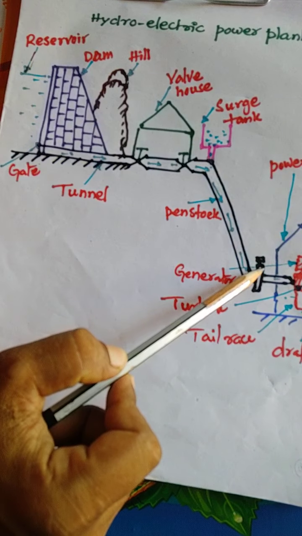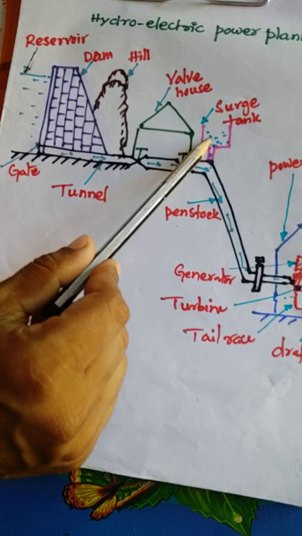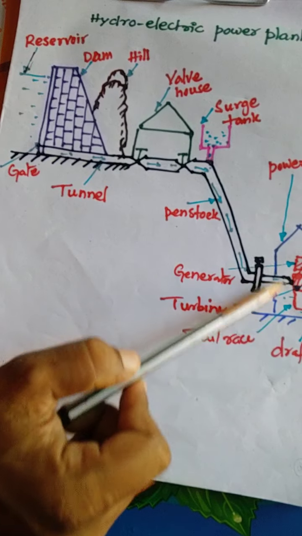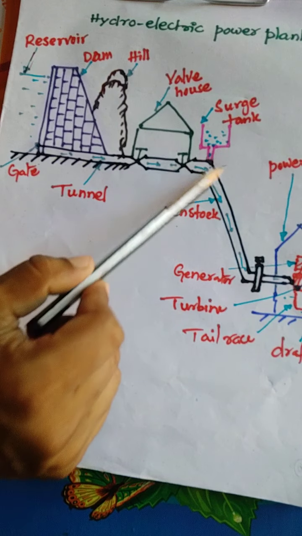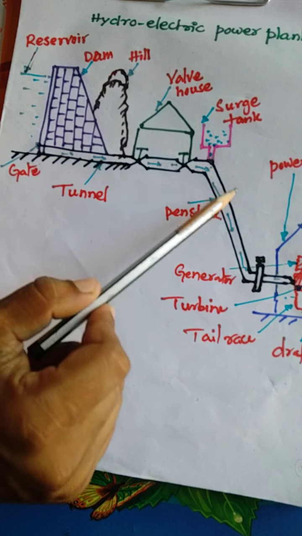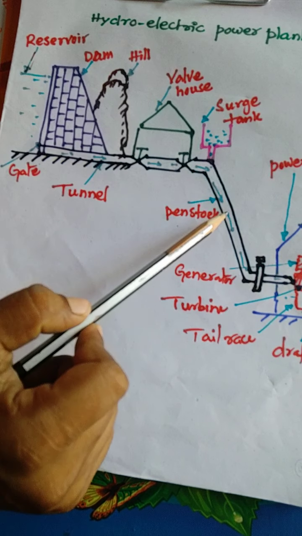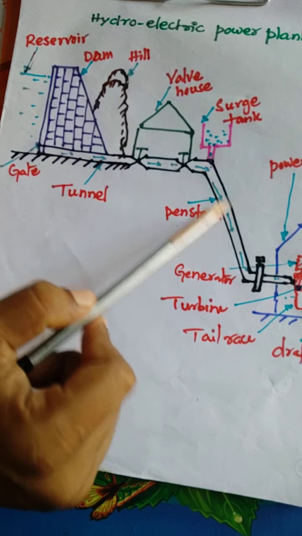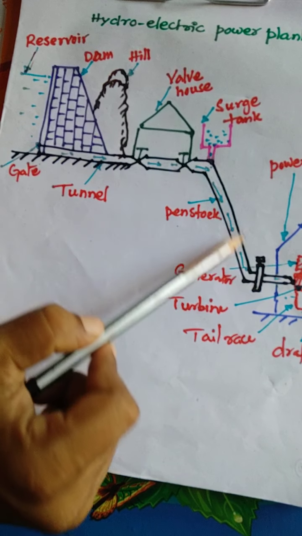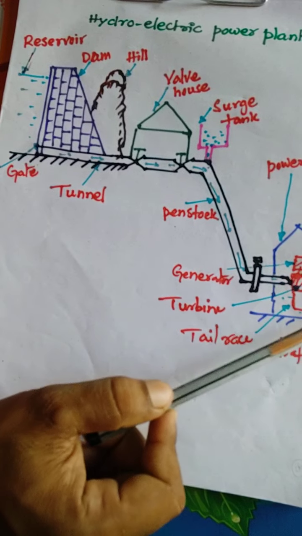And whenever the valve is open, the water stored here is taken through this pipe to the power house. In that way, it protects the penstock. And this penstock is a circular pipe. It may be made of concrete or steel, and it takes the water to the turbine.